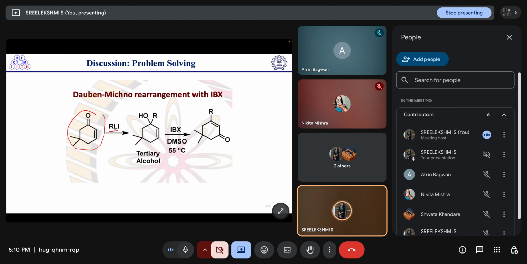We will be using some lithium reagent, like any alkyl lithium, so it will undergo 1,2-addition over this ketone to form this alcohol. Then a similar mechanism to the type of mechanism which we saw for PCC and chromium-based reagents, the same mechanism happens here for IBX also. So this sigmatropic kind of rearrangement will happen, and this transposition will happen for this alcohol, and it will be coming as this alpha beta unsaturated ketone.